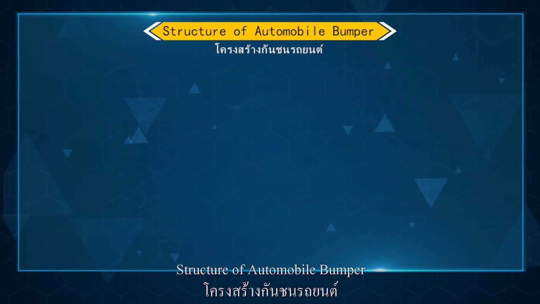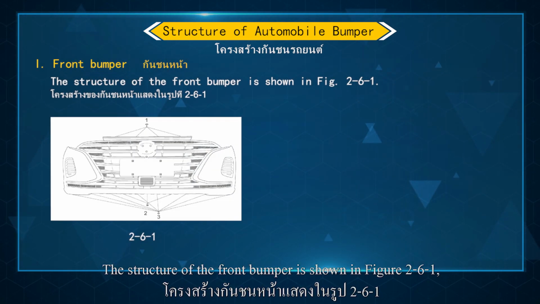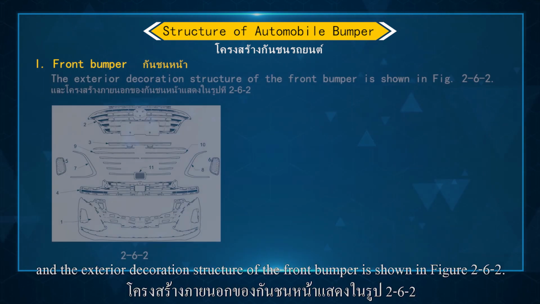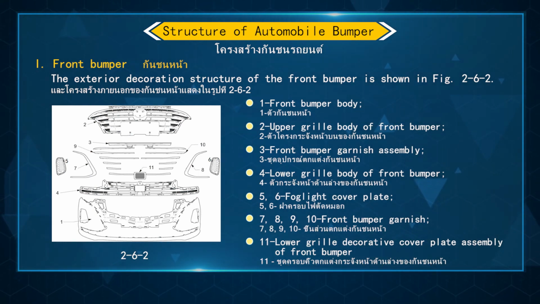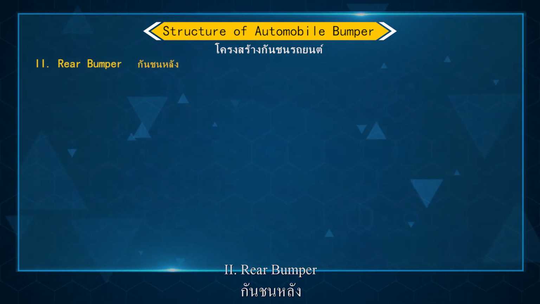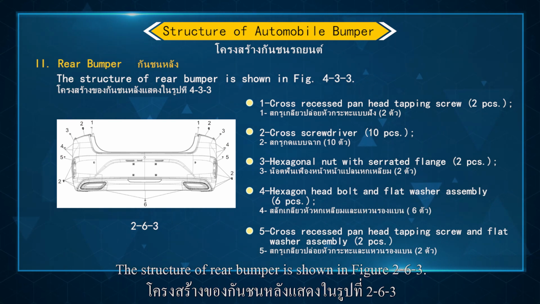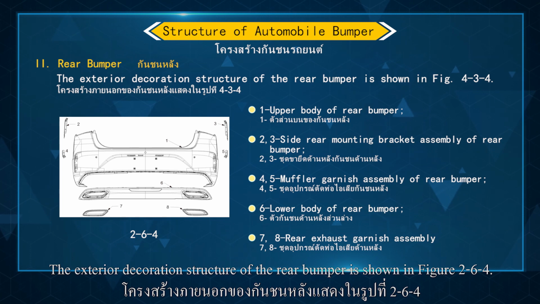Structure of automobile bumper. 1. Front bumper. The structure of the front bumper is shown in figure 261, and the exterior decoration structure of the front bumper is shown in figure 262. 2. Rear bumper. The structure of the rear bumper is shown in figure 263. The exterior decoration structure of the rear bumper is shown in figure 264.